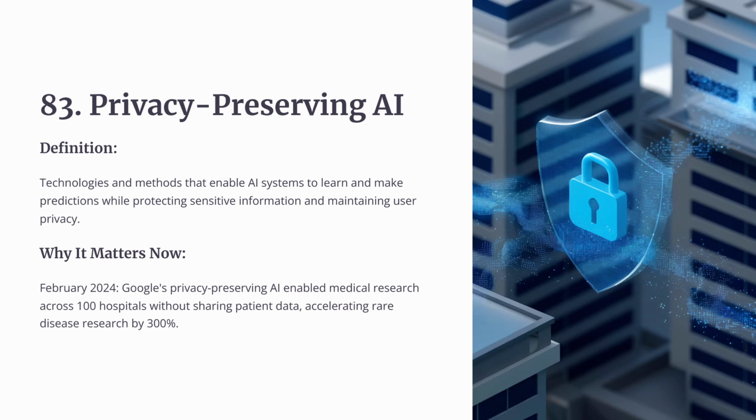Privacy-preserving AI refers to technologies and methods that enable AI systems to learn and make predictions while protecting sensitive information and maintaining user privacy. Imagine doctors being able to study millions of patient cases without ever seeing actual patient records. Google's achievement in medical research is revolutionary. It's like having researchers work with invisible ink that only shows the patterns, not the personal details. This is accelerating medical breakthroughs while keeping patient information completely secure.